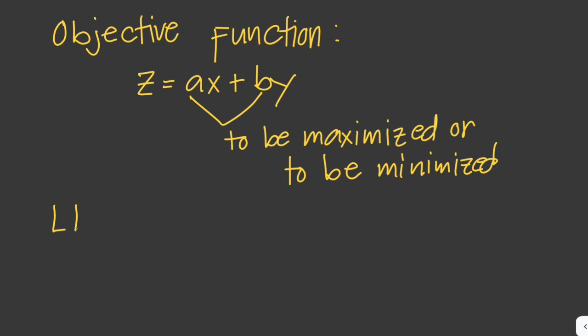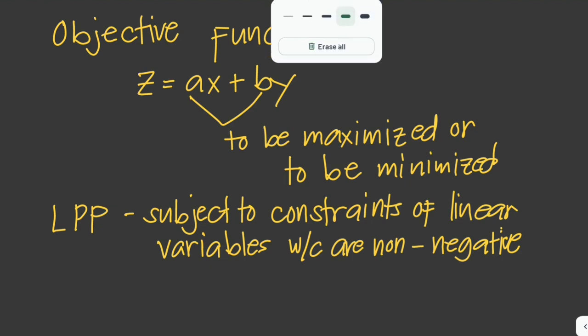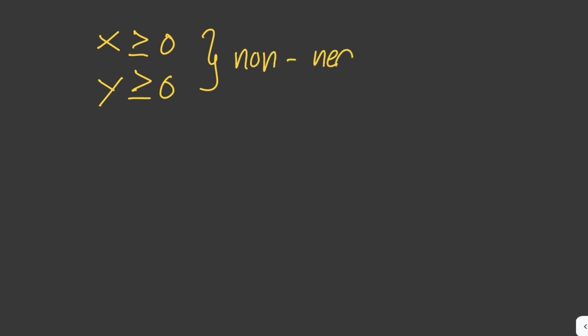The LPP, or the linear programming problem, is subject to constraints of linear variables which are non-negative and satisfy the sets of inequalities. So what are these conditions that are called non-negative constraints? The non-negative constraints are x greater than or equal to 0, and y greater than or equal to 0. So these are the non-negative constraints.